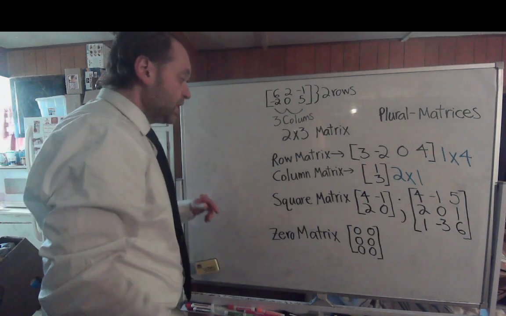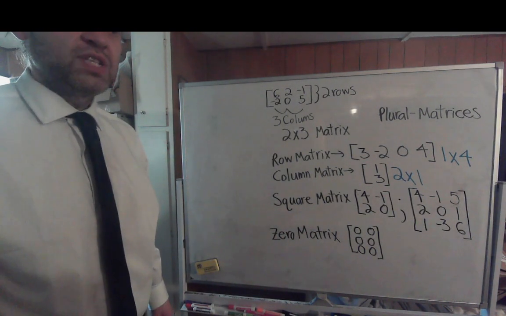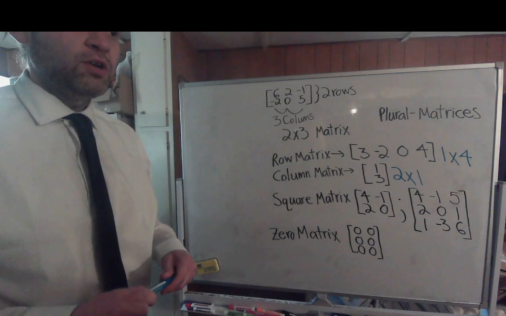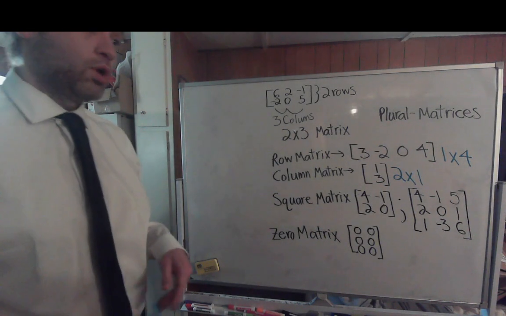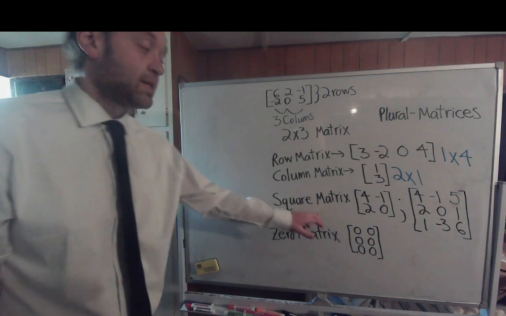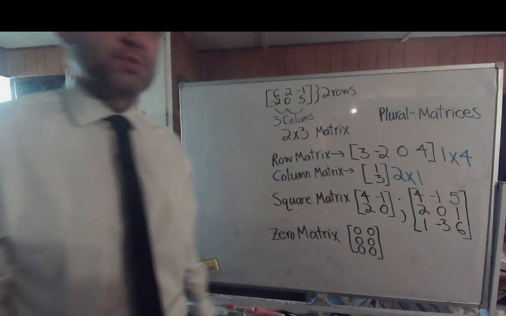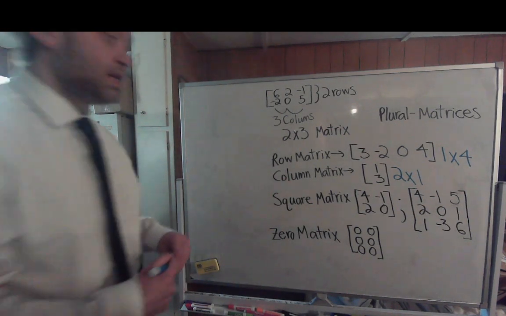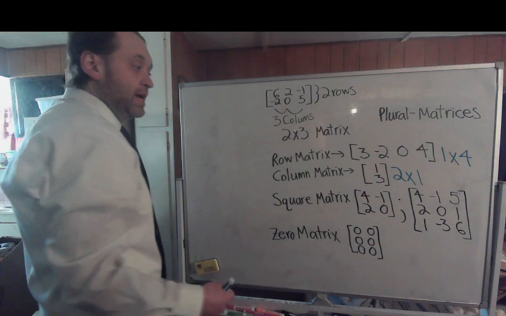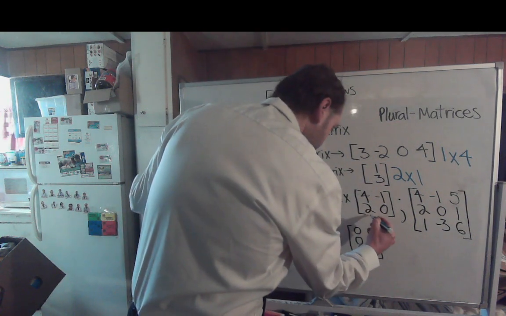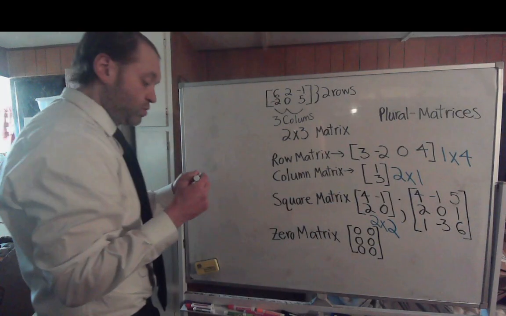Now, the biggest type we're going to work with in this course, and in really other subsequent courses to come, whether you take pre-calc or linear algebra or differential equations or stuff like that, you're going to work a lot with a square matrix. A square matrix is one where the number of rows and the number of columns are the same in the matrix. So if I look at this matrix 4, -1, 2, and 0, it has both 2 rows and it has 2 columns. So this is a 2 by 2 square matrix.